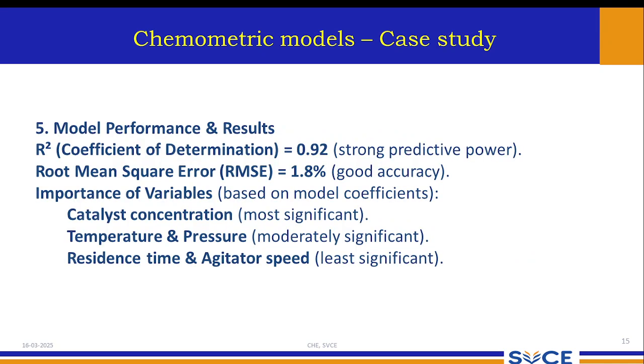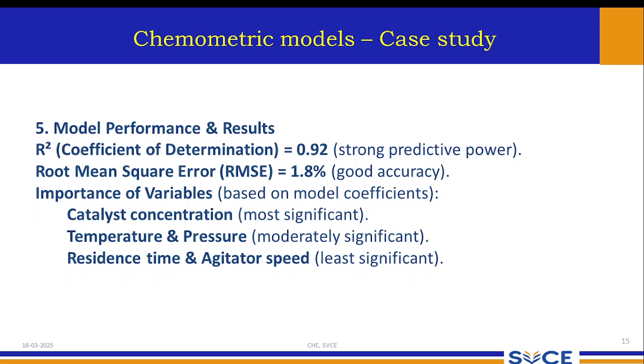So, model performance and results. When it shows R square is equal to 0.92, that means a strong predictive power. A root mean square error of 1.8 is a good accuracy. Importance of variables based on the model coefficient.